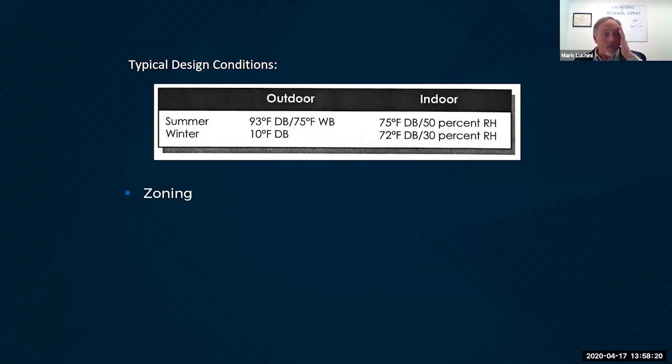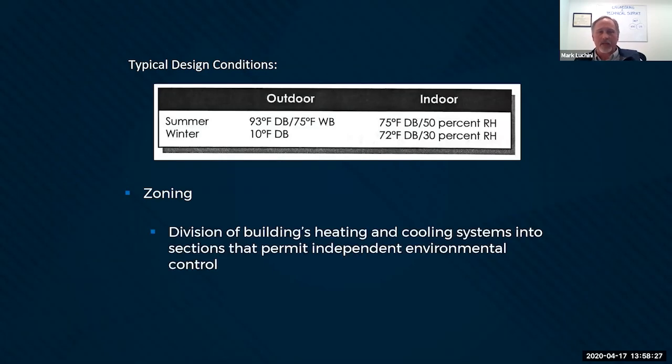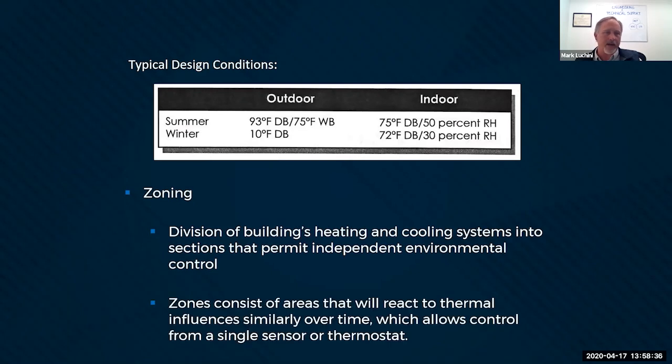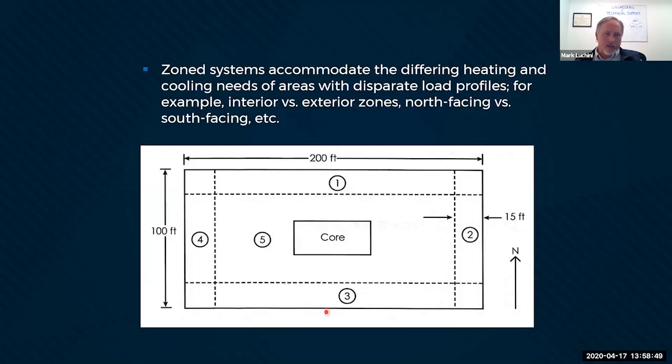Another big consideration for HVAC design is zoning. We all know what that means: dividing up a building into areas that allow each area to be controlled independently from an environmental standpoint. So what you do is you find all the areas that react to thermal influences the same over time, and that allows you to put a single sensor in the space. For example, a bunch of offices all lined up on the south face of this building should react, as long as they're about the same size, they're going to have about the same requirements for heating and cooling. And regardless of size, the requirements per square foot are going to be pretty much the same.